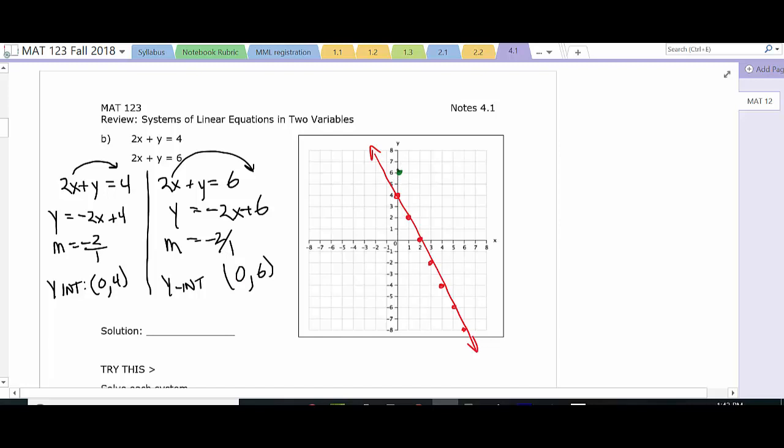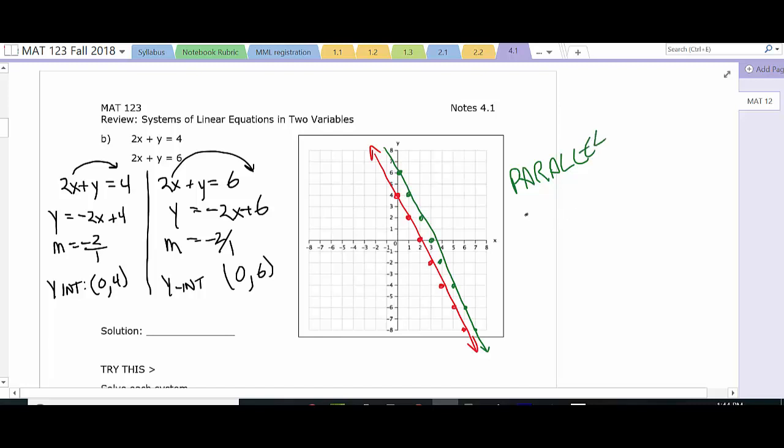So from this point, you would still go down 2 over 1, down 2 over 1, and remember, you're looking for an intersection point. What do you think? Is this thing ever going to intersect? No, okay. If the slopes are the same, then it's impossible for them to intersect. They will never get closer together. So we call these lines parallel because they don't intersect.